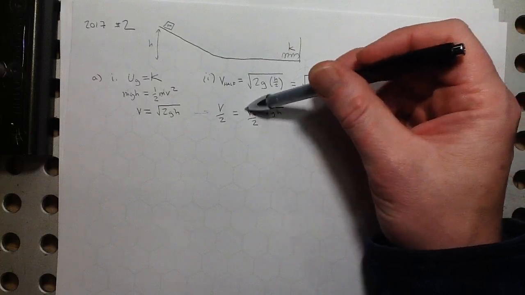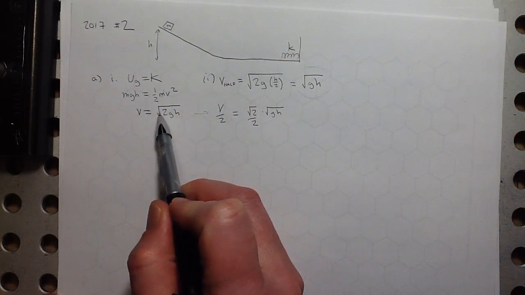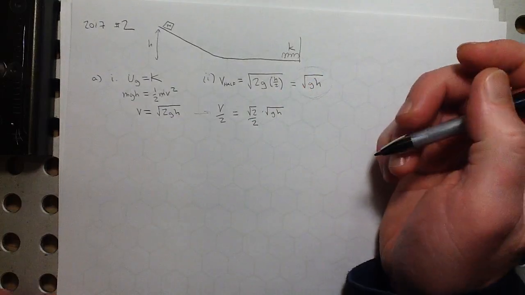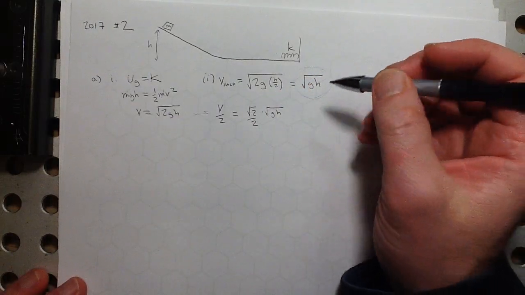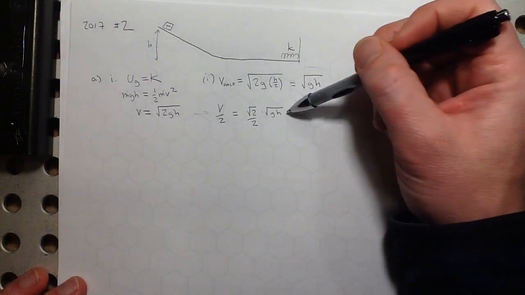So it's not half, it's the square root of 2 over 2. It's the square root of a half, since the velocity depends on the square root of the height. And the square root of 2 over 2 is approximately 0.7. So that means that the velocity halfway down is less than half of this.